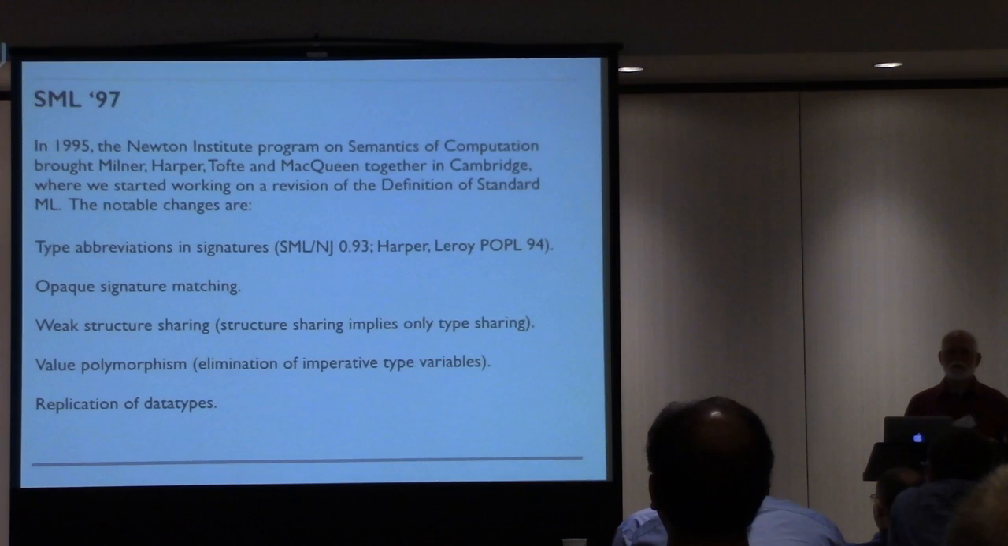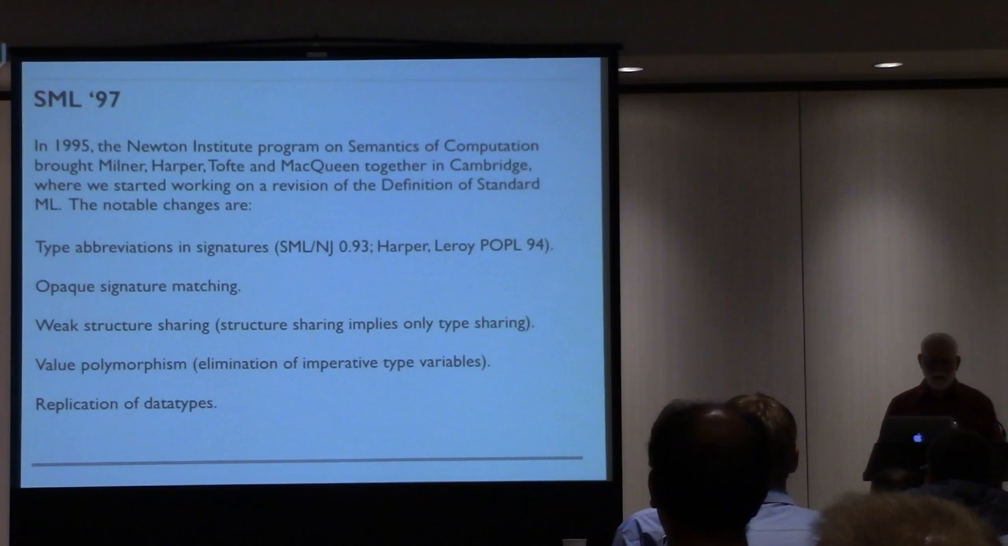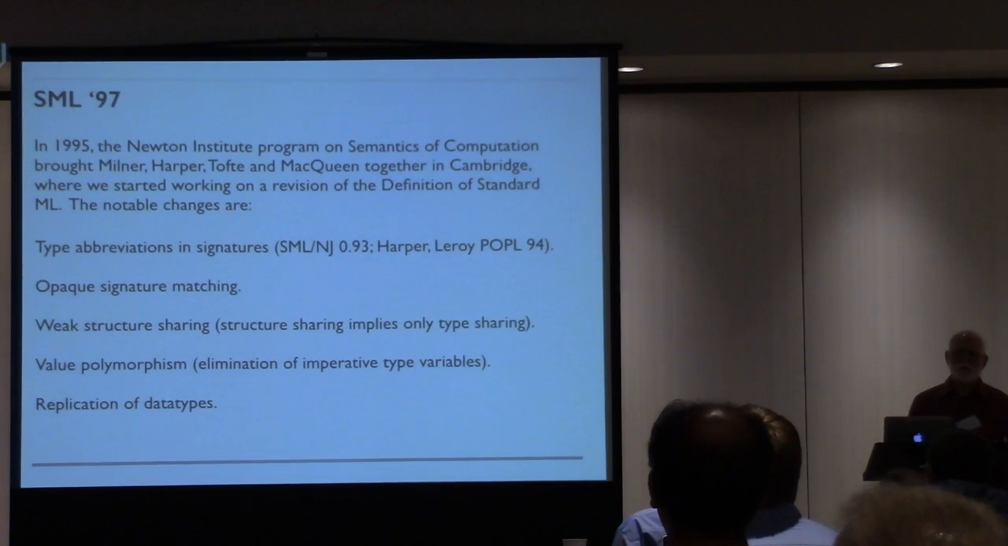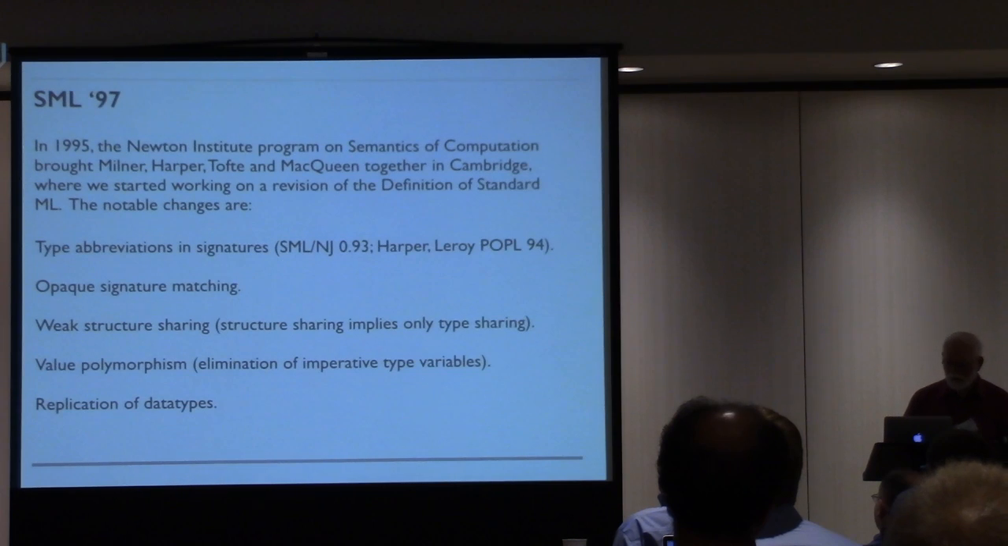Type abbreviations and signatures were introduced. I had already implemented those in early 1993 in Standard ML of New Jersey, and then Harper and Leroy published papers in POPL in 94 about essentially the same idea. And then opaque signature matching, another thing that I had implemented earlier in Standard ML of New Jersey. Weakening the notion of structure identity and structure sharing so that it only represents implied type sharing, which cut out about 3 pages out of the semantics.